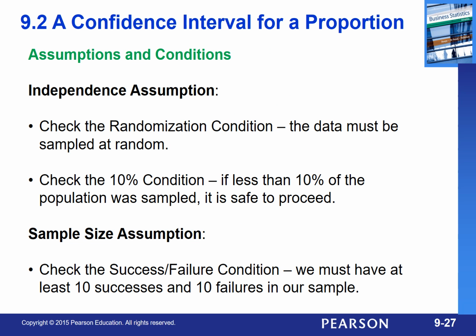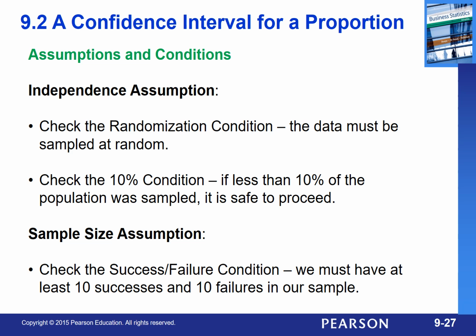All right. So what assumptions do we need? Independence assumption, we should check that we have randomization. We need 10% so that we don't oversample, and then we can safely proceed. We want to check the success and failure condition, and we want to make sure we have at least 10 successes and 10 failures, and that's what that means in order to be able to use this. All right.